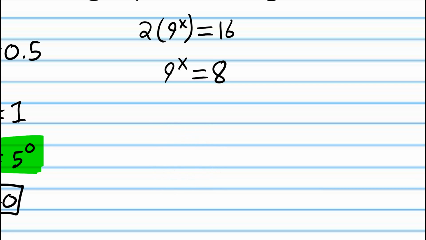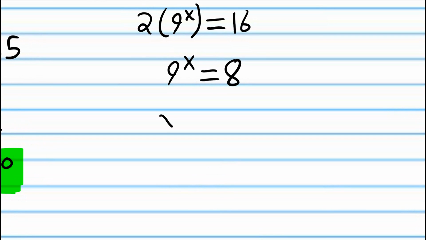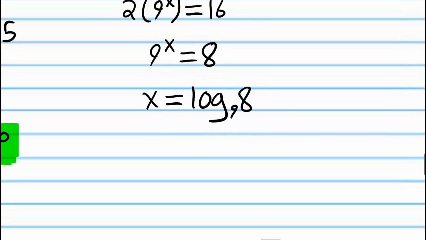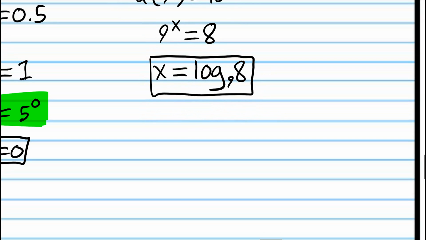And if we had 9 to the x power equals maybe 81, then that would be easy, because we could just change 81 to 9 squared, and x would equal 2. But we don't have that situation. We have 9 to the x equals 8. That's not easy to calculate, so we're going to have to use our calculator. But what do we enter into our calculator? Well, we enter in this symbol, log base 9 of 8.